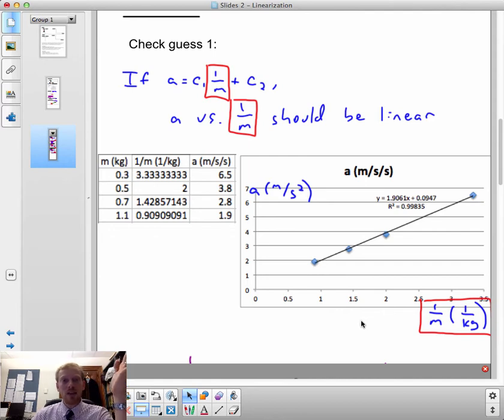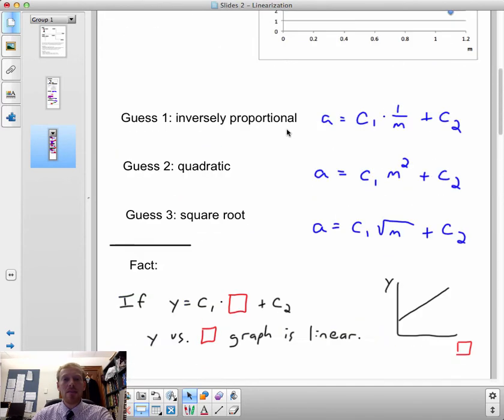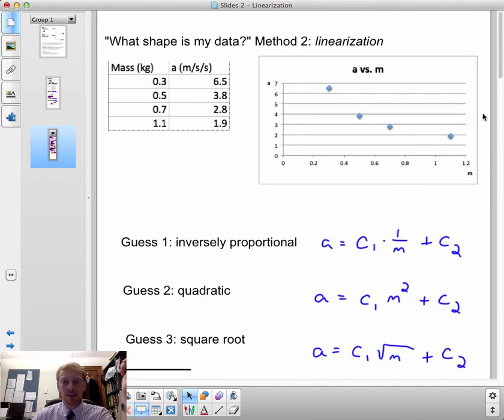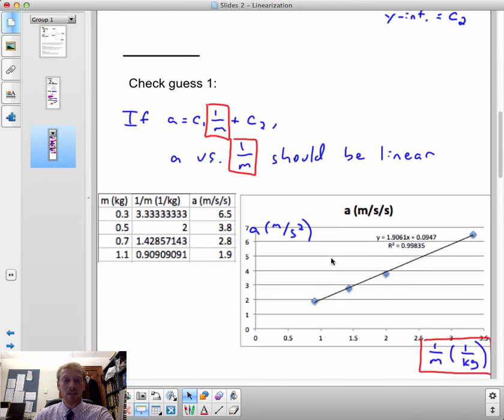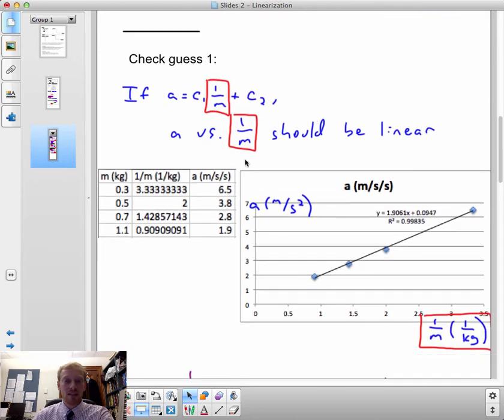What are we doing again? We're checking the guess. Maybe this graph is a hyperbola. Maybe the acceleration is inversely related to the mass. Well, if that's true, then by this mathematical fact, this graph should be linear. Is this graph linear? Why, yes it is. Look at that r squared value for when I fit a line to this trend. A very good r squared value.